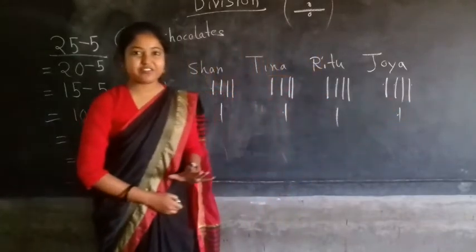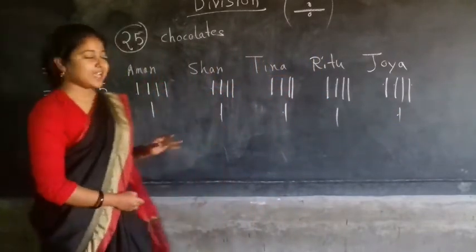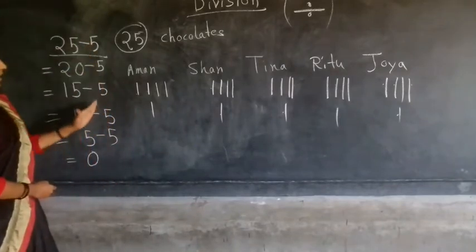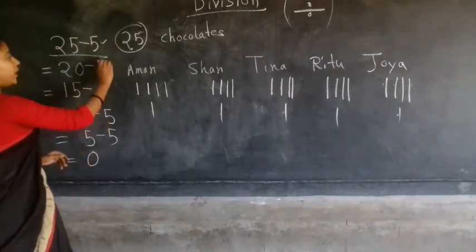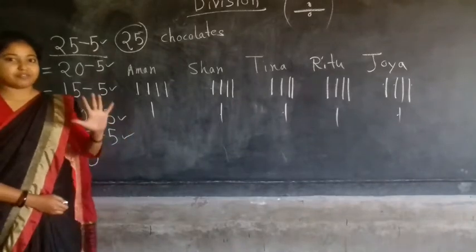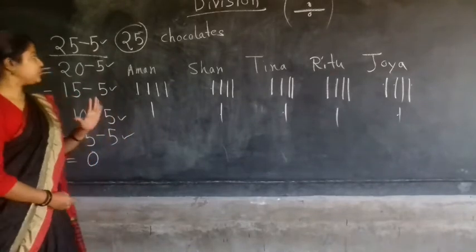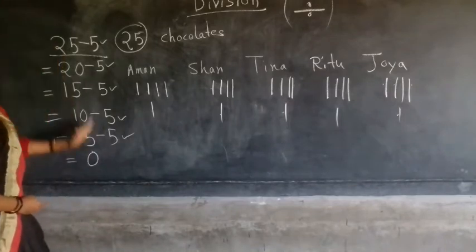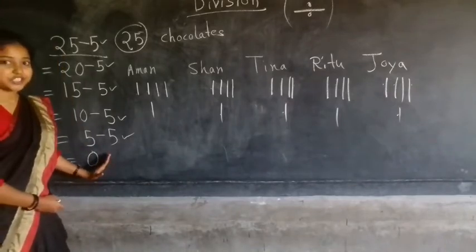1, 2, 3, 4, 5. So everyone got 5 chocolates. How many times did you subtract 5 from here? 1, 2, 3, 4, 5. So you subtracted 5 times from 25. So this is the repeated subtraction, right?